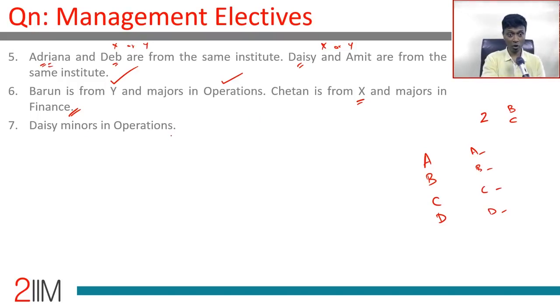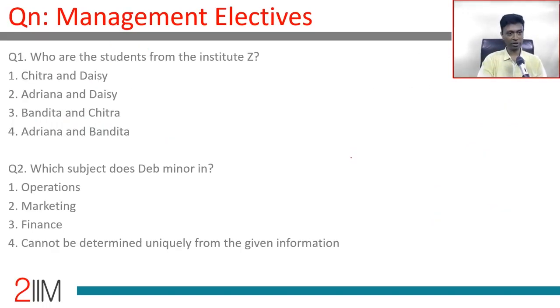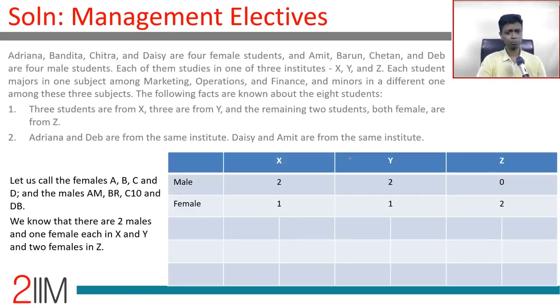Daisy minors in operations. Brilliant. This is very useful. Now I'm gonna like this constraint a lot, I think, because we know exactly who is in which college and which one he or she is majoring in. Right? So that's very useful. Let's go step by step. These are the questions from here.